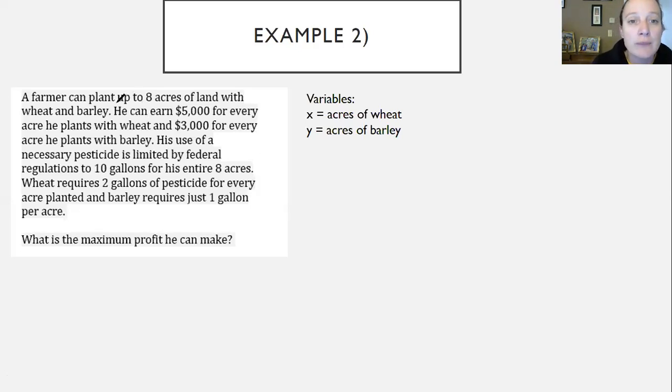So right here, up to 8 acres of land. What does that mean, up to? Does the farmer have unlimited land to plant? Does he have 10 acres to plant? No, he can only plant up to eight acres. He can plant five, he can plant four, but he has eight. So that's total acres. I don't know how much wheat. Am I going to do four and four? Am I going to do 3 acres of wheat and 5 acres of barley? I don't know what that is. So we would say X plus Y has to be less than or equal to eight. Okay. And I'm going to write this out for you. I just want you to think about it.